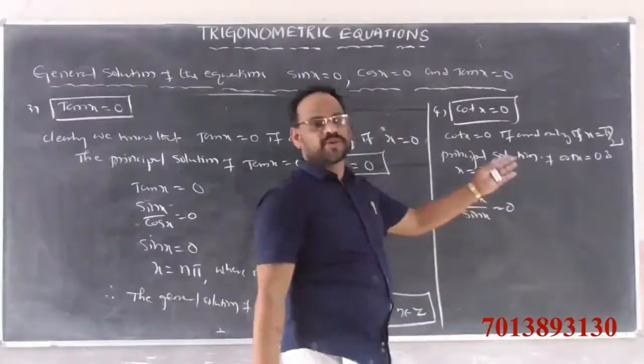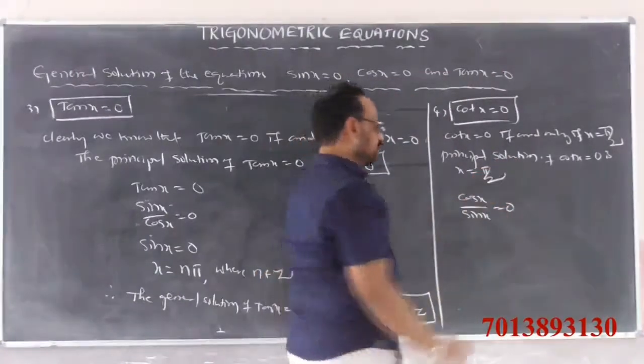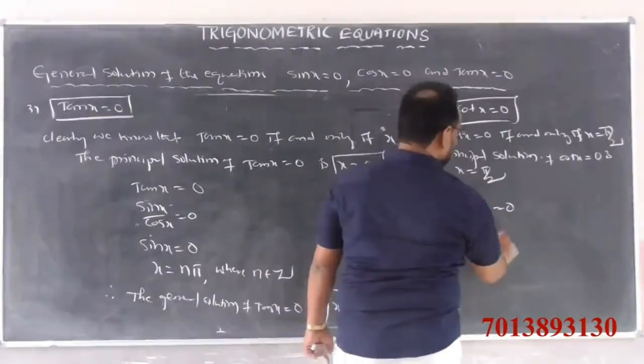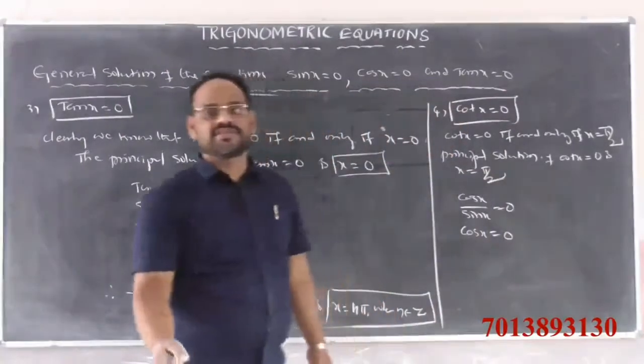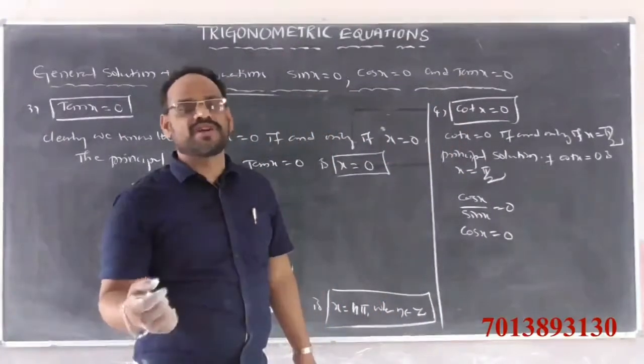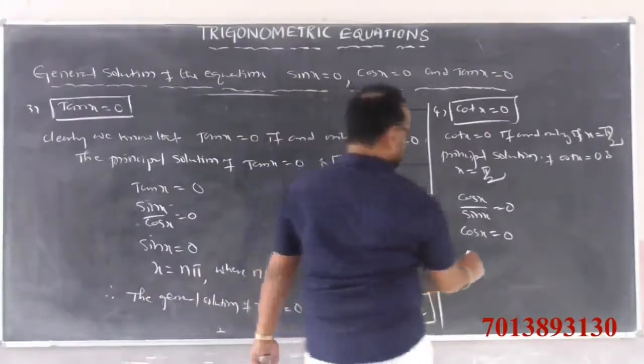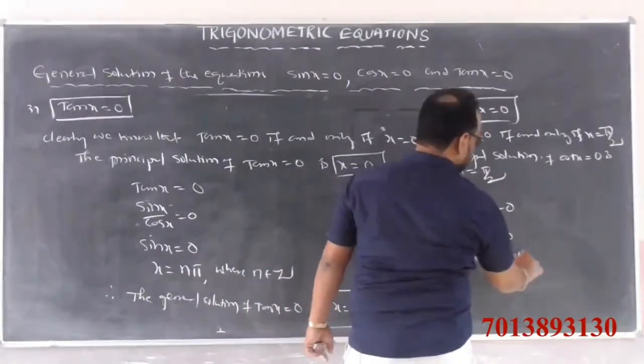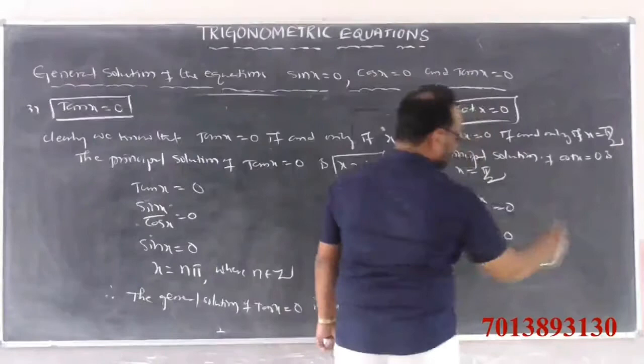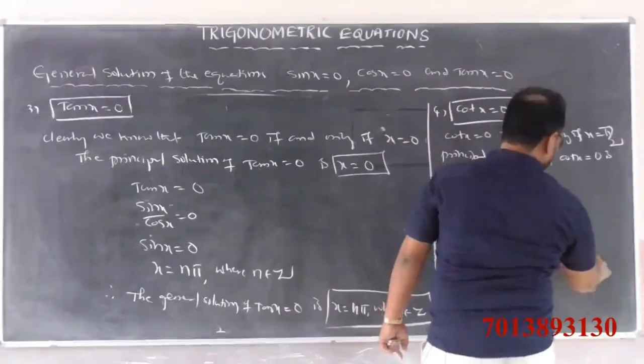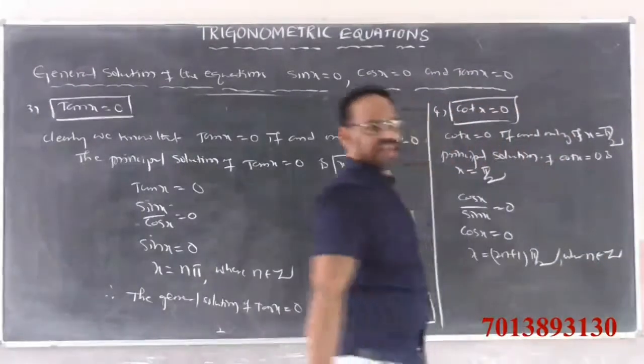Sin x, if you transpose sin x, 0 and anything is 0. So we get cos x equals 0. What is the general solution of cos x equals 0? Clearly x is equal to odd multiples of pi by 2, where n belongs to Z.